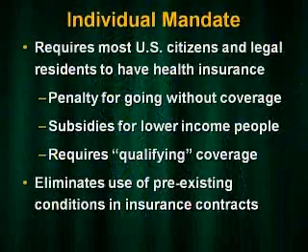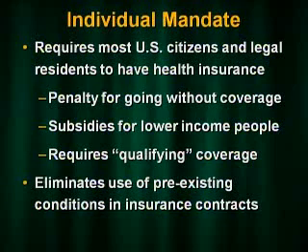But the first way that we begin to reduce the number of uninsured is by the individual mandate. Basically what it does is it requires that most U.S. citizens and legal residents, those who've been here 5 years or more, have to have health insurance. There are penalties for going without coverage. There are subsidies for lower income folks. And there's a requirement for having qualified coverage. The concern is that people might buy something that's health insurance in name, but in fact doesn't provide any coverage, or adequate coverage. So the law specifies the nature of the coverage that is supposed to be there.